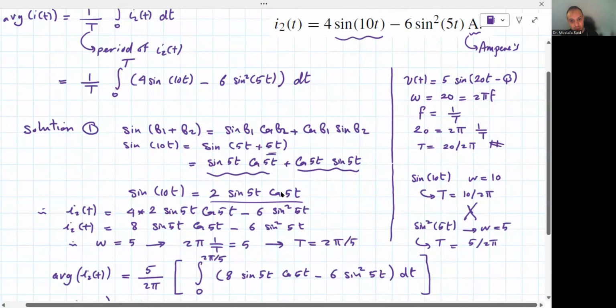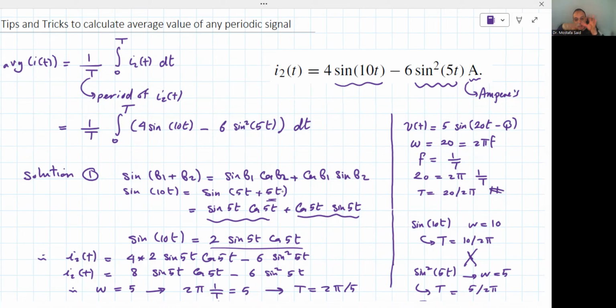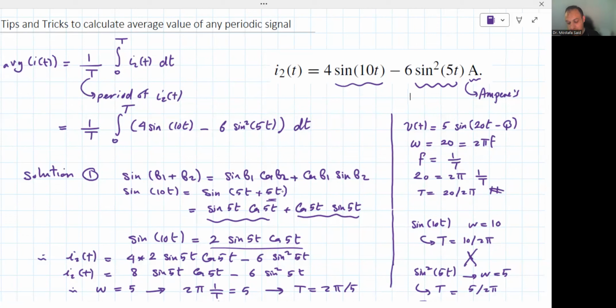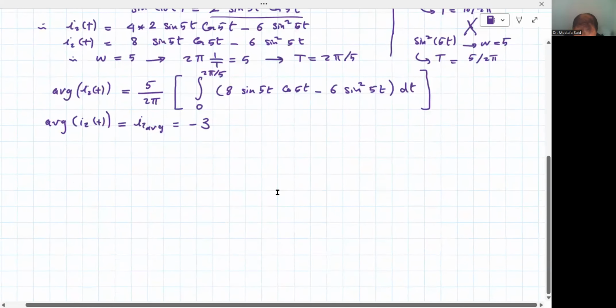Now let's do it in another way. In that second way, I'm going to look at the sine square 5t and convert the 5t into 10t. So I'm going to remove the sine square 5t and put some sine and cosine as well, but these new terms will have 10t. Again, we have the same unified angle in all sine and cosine terms, so we can determine omega easily, and we can do the averaging, or basically the integral. So solution 2.